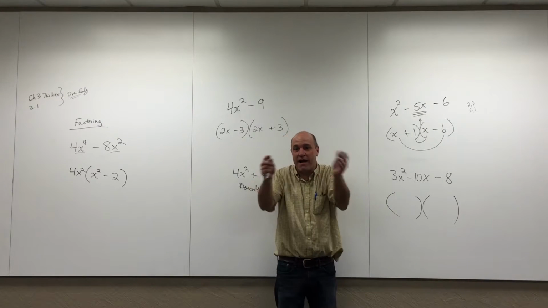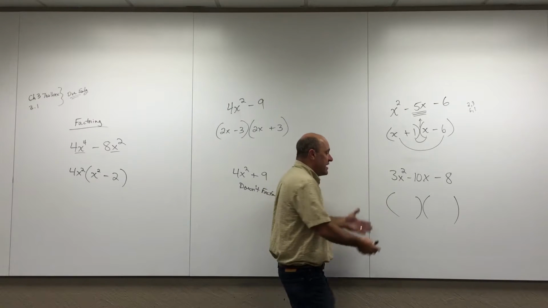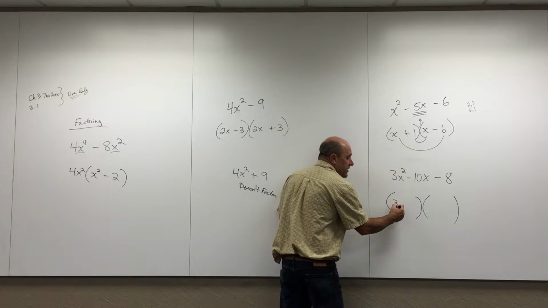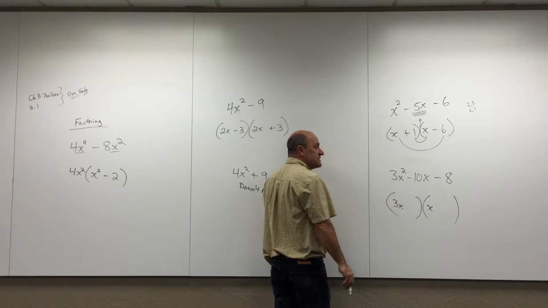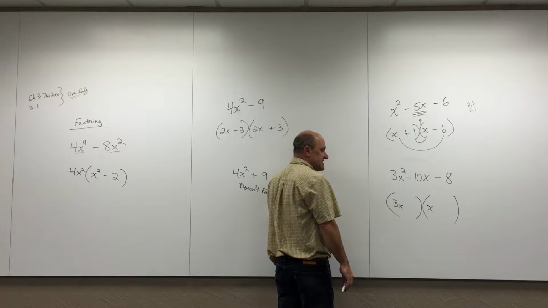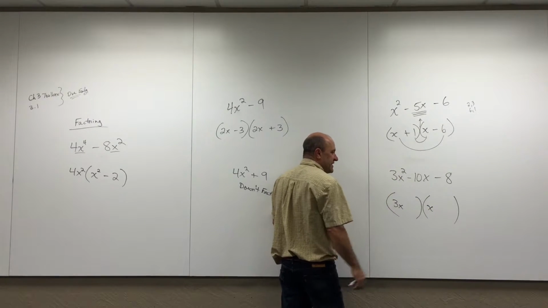It factors into two binomials. Write down a couple parentheses, and then start filling it in. It's probably a 3x and an x. It's got to be a 3x and an x. It's the only choice. Now what?